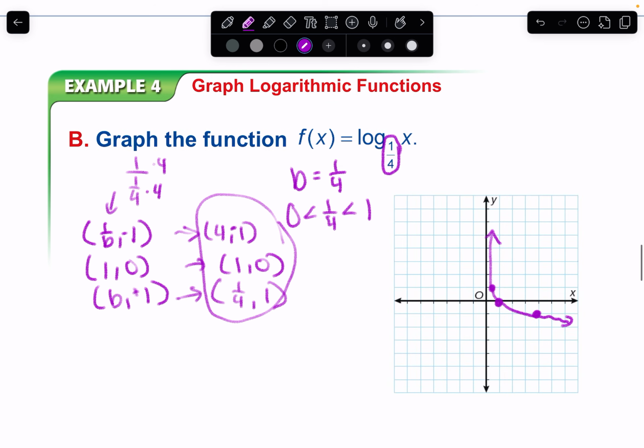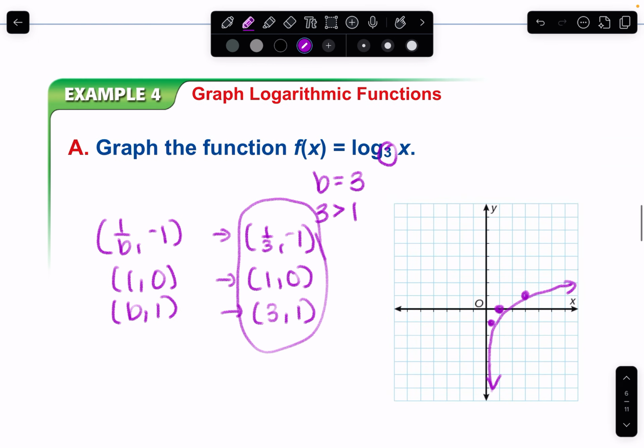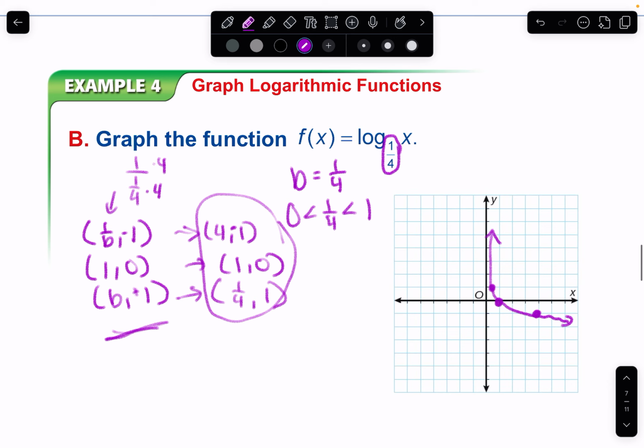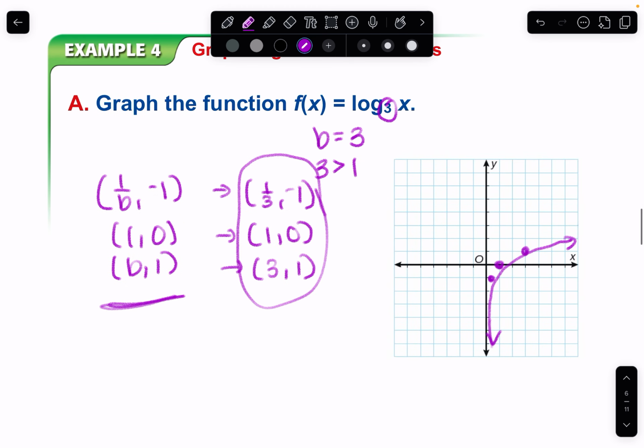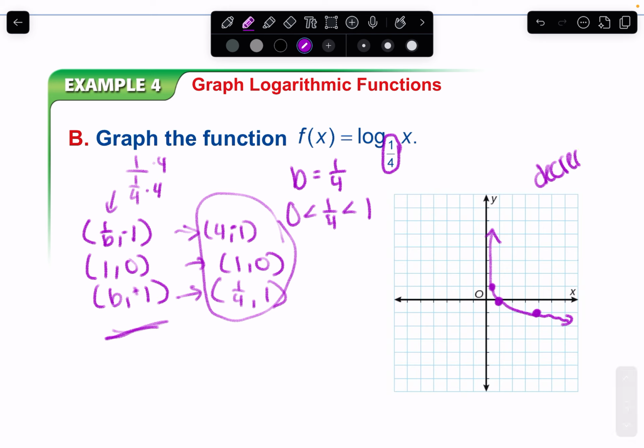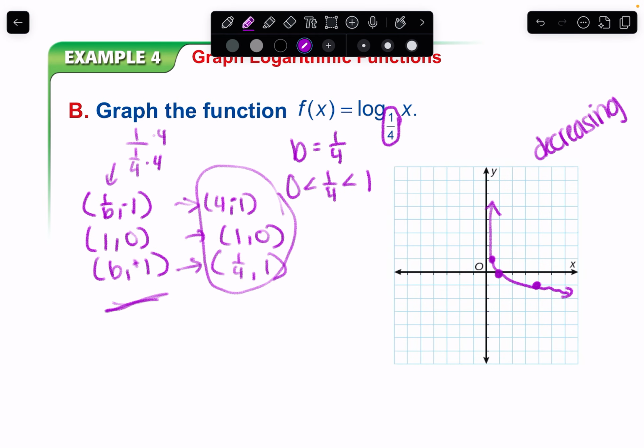Okay. So same points that you're plugging into for A and B. These are kind of your points that you'll always use on this. Not that it doesn't matter what your b value is, but your b value should help you know that if it's greater than 1, it's going to be an increasing graph. And if it's between 0 and 1, it's going to be a decreasing graph. Okay, so that is it for examples 1 through 4. We will look at 5 and 6 tomorrow.